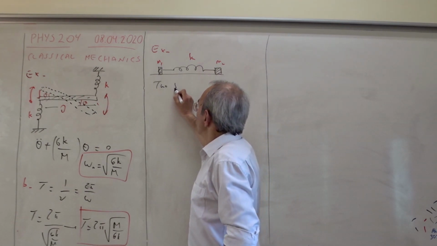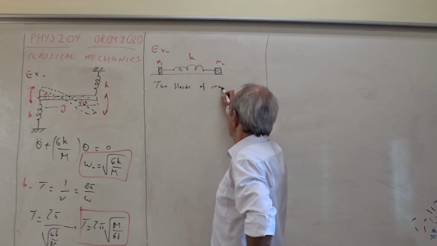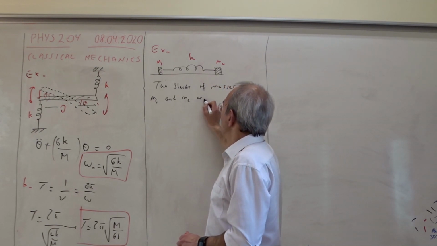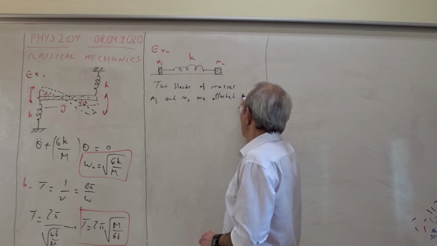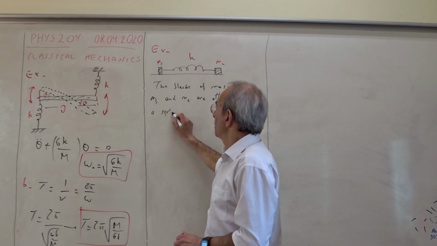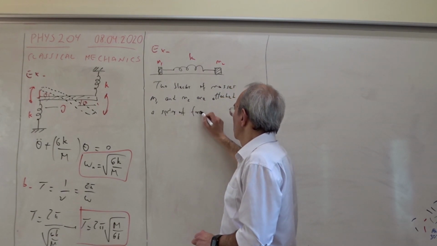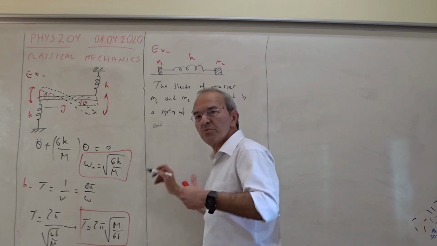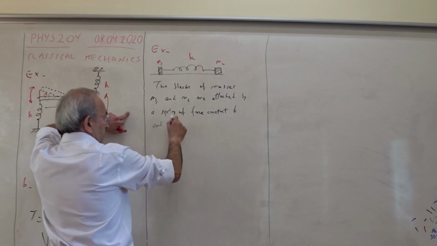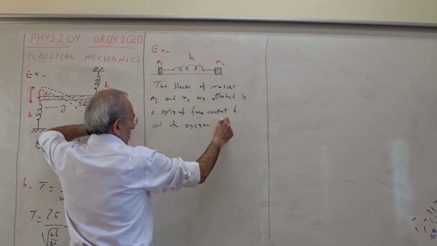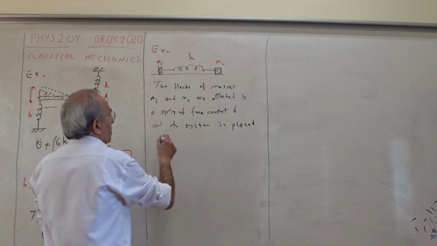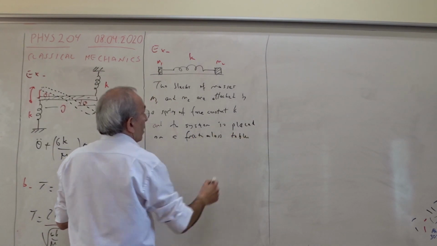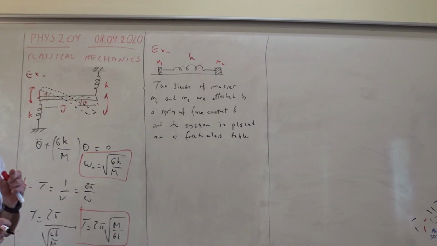Two blocks of masses M1 and M2 are attached to a spring of force constant K, and the system is placed on a frictionless table. The unstretched length of the spring is L.